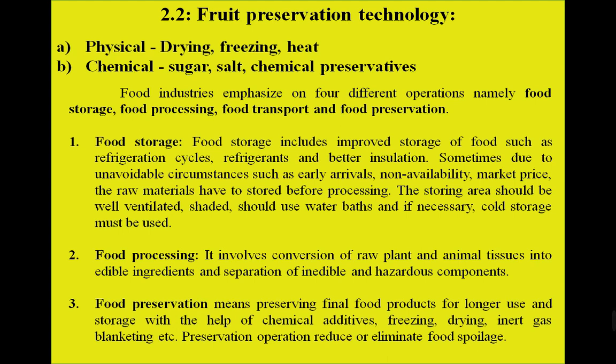preservatives. So food industries emphasize four different operations, namely food storage, food processing, food transport, and food preservation. Food storage is one of the major parts of the production of fruit. Food storage includes improved storage of food, such as a refrigeration cycle, refrigerants and better insulation.